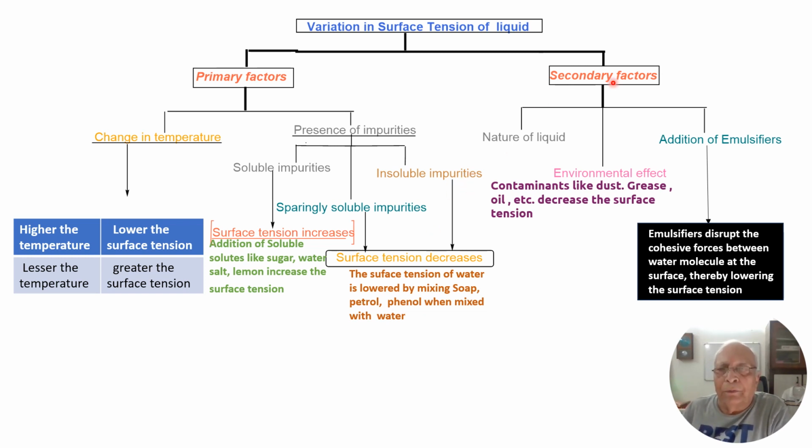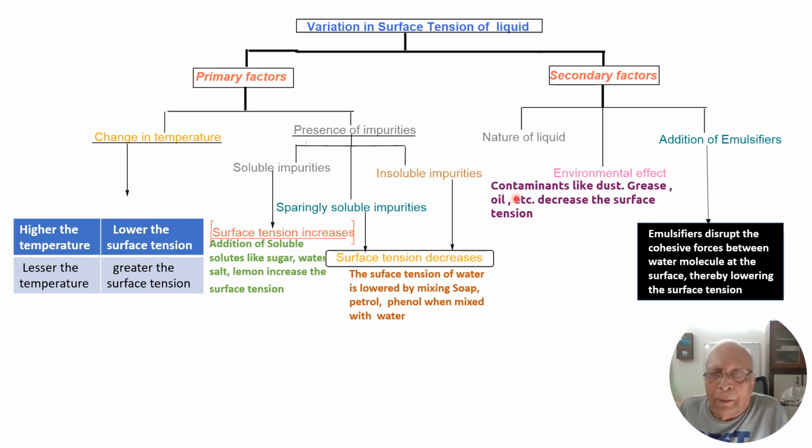Then secondary factors are also there. That is about the nature of the liquid, what type of liquid is there. Environmental effects and also the addition of emulsifiers. Nature of the liquid. Of course, by nature we mean the molecular structure. It may be water, it may be alcohol, it may be any other liquid. Every liquid has got its own composition, a molecular structure, and therefore this is something which cannot be varied for a particular surface tension of a definite liquid.